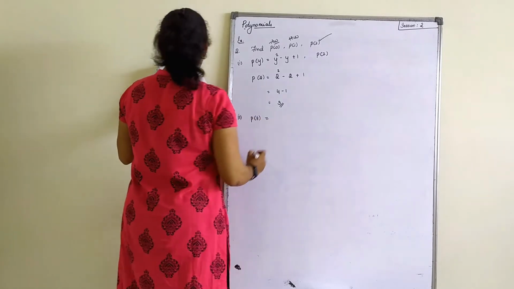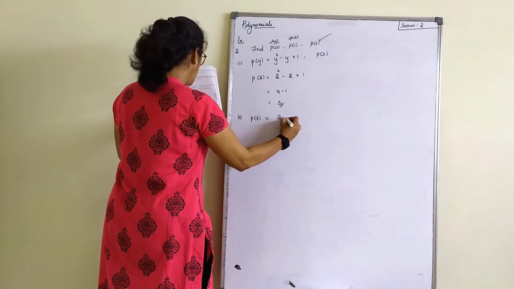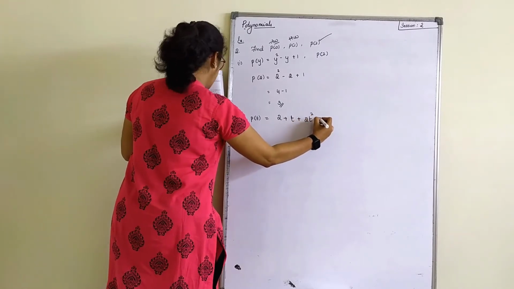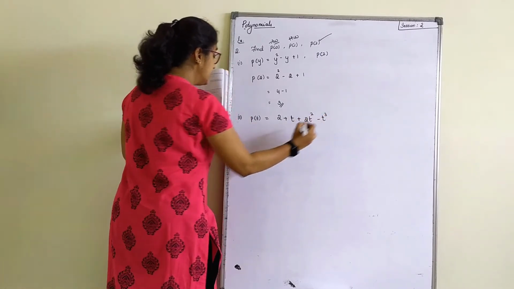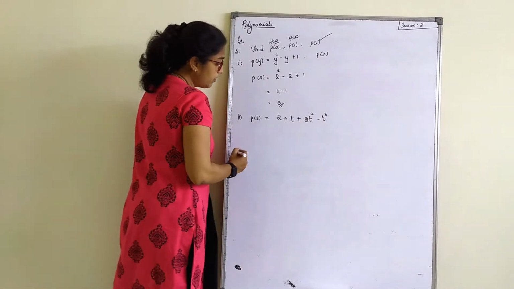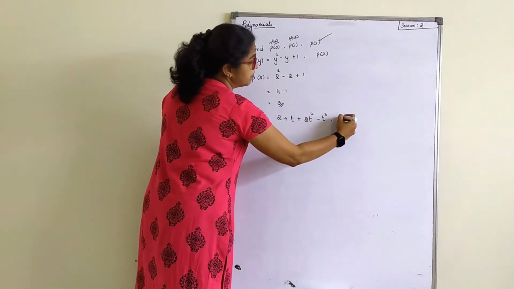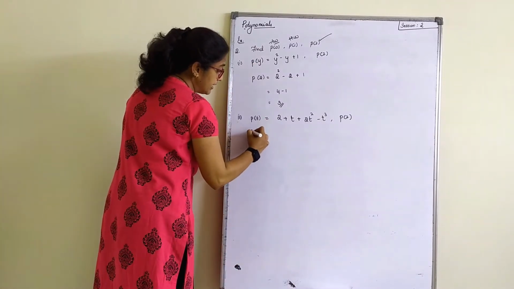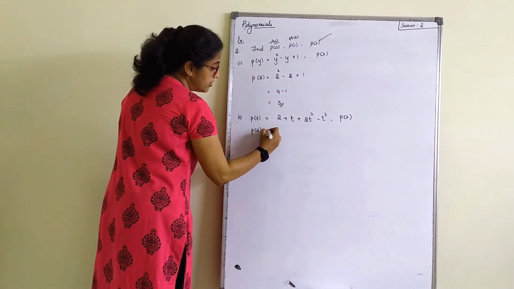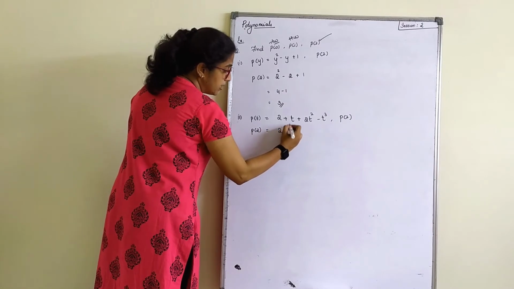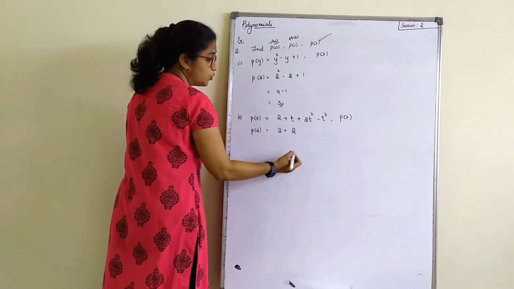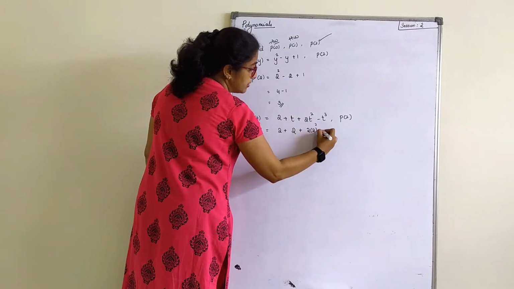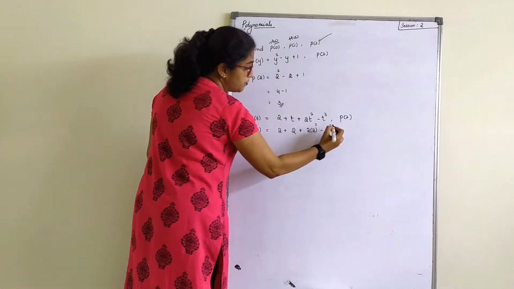So P of t is equal to 2 plus t plus 2t square minus t cube. Okay, let's substitute. What is the value? We have to substitute P of 2. So instead of t here, I will substitute 2. So 2 as it is, plus t is nothing but 2, plus 2 into 2 square, minus 2 cube.